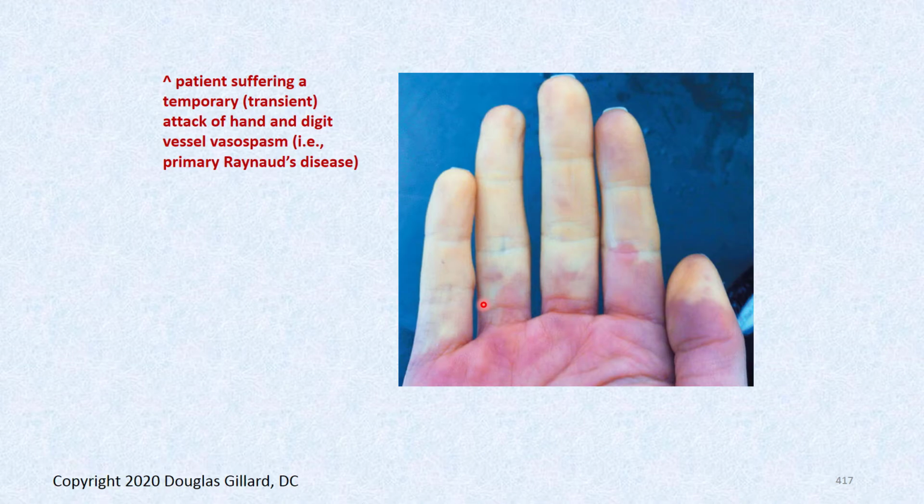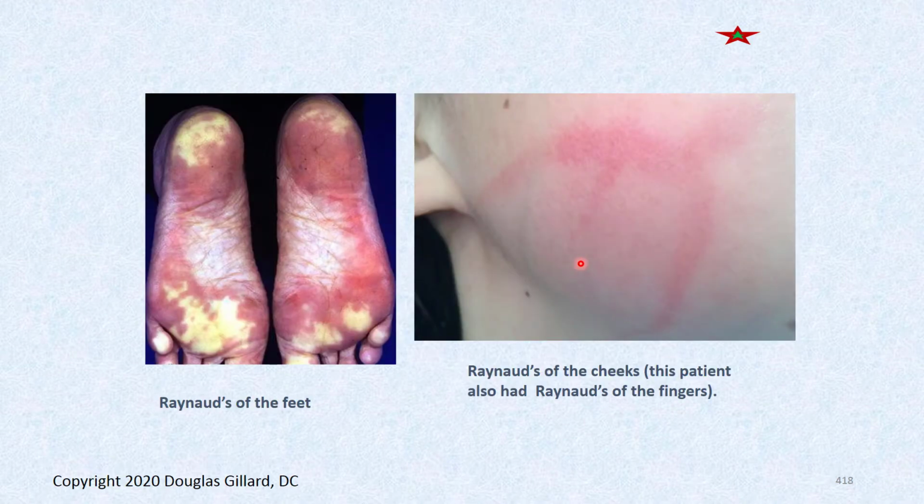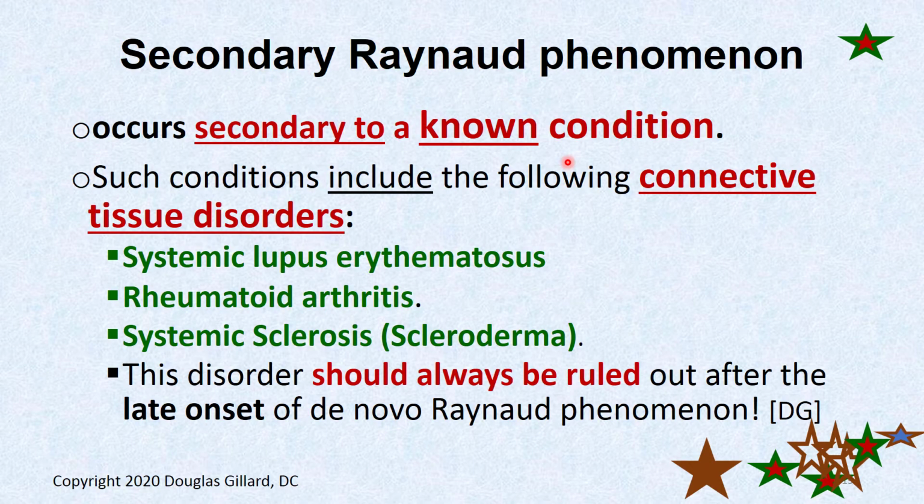Right, so here's a patient suffering temporary Raynaud's. Just another picture. Here's a more rare one, on the bottom of his feet. Notice how they're symmetrical, both feet affected at the same time, and both at approximately the same stage of the vasospasm. Here's a rare one, on the cheek and the chin. I'd never even seen it on the cheek until I stumbled onto this picture. So it does happen in other places as well.